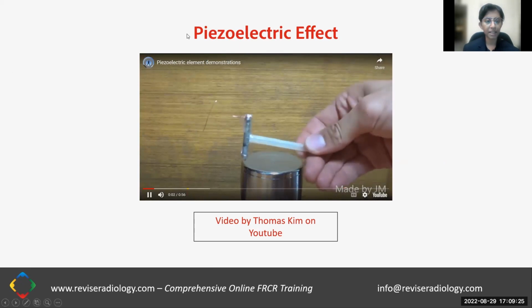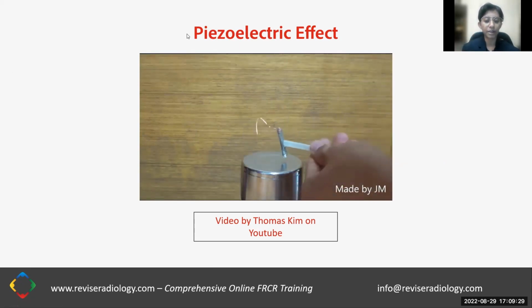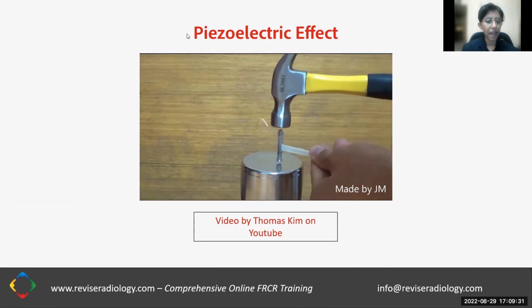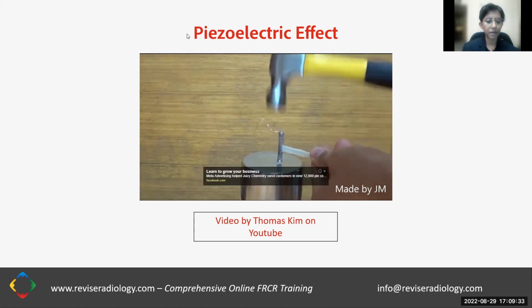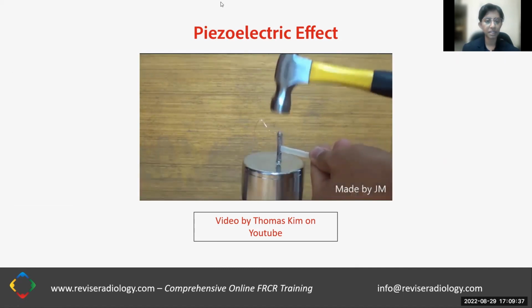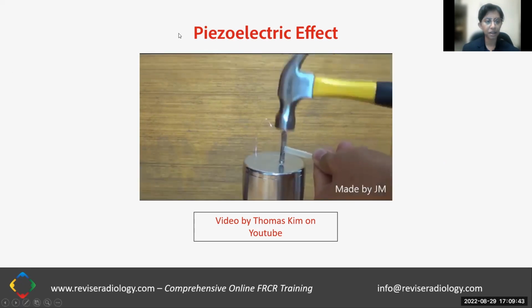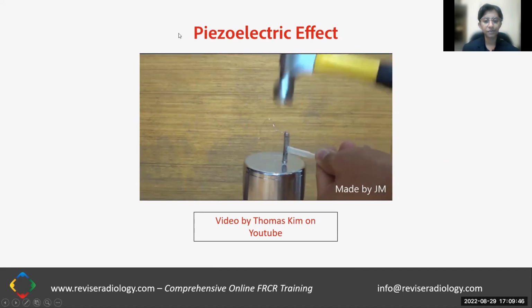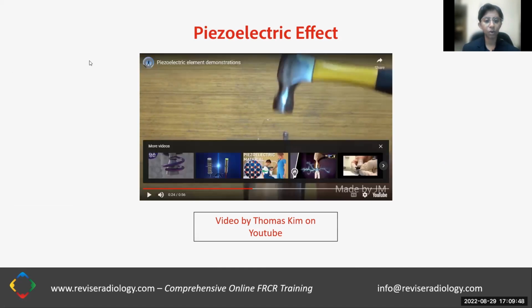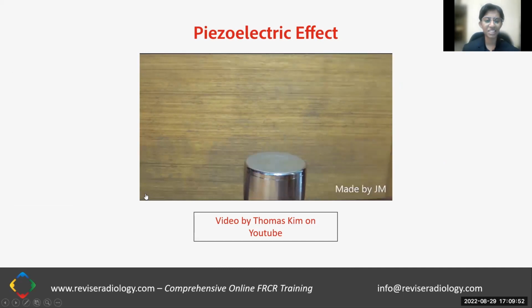So he has a piezoelectric material here, and he's going to hit it with a hammer, thereby applying pressure. You can see a voltage is being created and charges are traveling. He'll switch off the lights in a second and it'll become even more clear. Oh, sorry. I hope everyone's able to hear. He's just hitting it with the hammer.